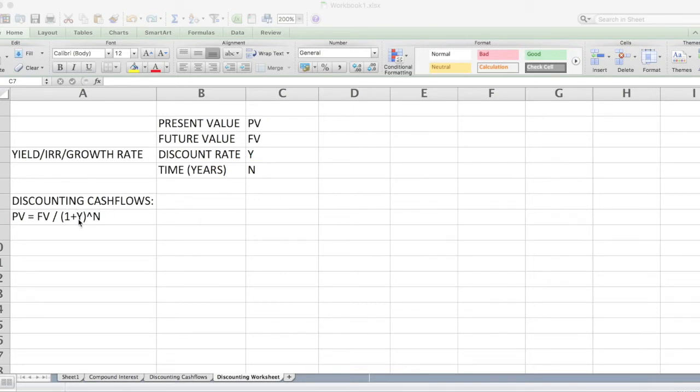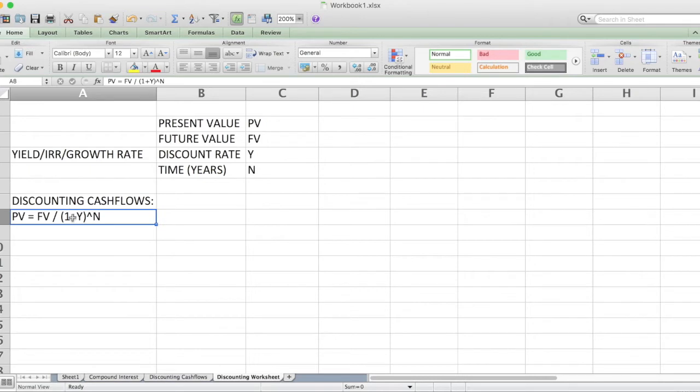So the formula for discounting cash flows is written here in cell A7. It says PV equals FV over 1 plus Y raised to the power of N. In plain language, that means present value, what we would value something today, can be calculated by starting with a future value, some known amount of money, and then dividing that by 1 plus the discount rate, which is also known as yield or IRR or growth rate, but in the discounting cash flows world we call it discount rate. And that number, 1 plus Y, is raised to the power of N. All of that in the denominator or the divisor that divides future value.